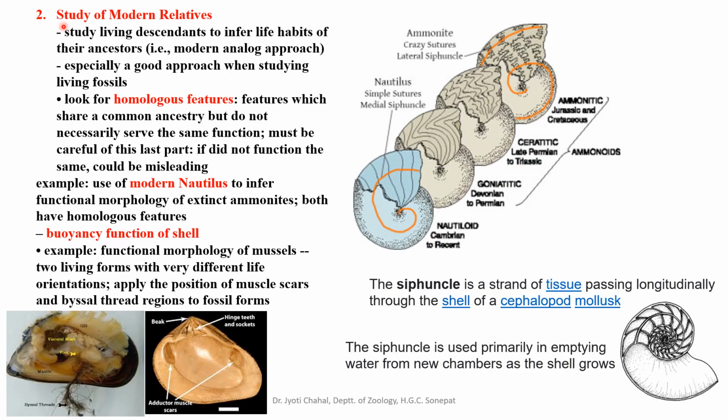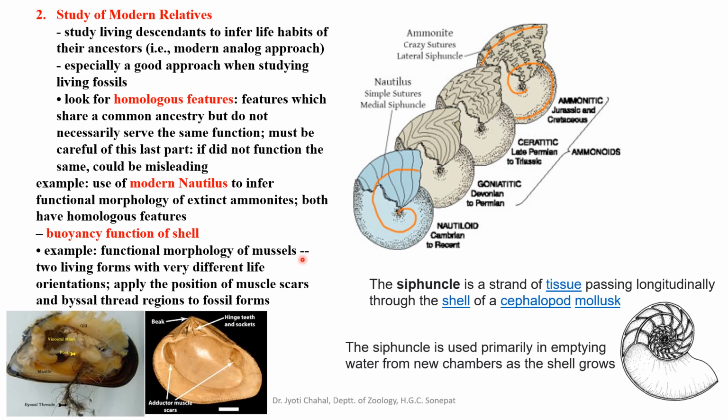Okay, then the second method is the study of modern relatives. That means studying modern relatives which are still present nowadays of some extinct organisms which have been fossilized long ago. So we study living descendants to infer the life habits of their ancestors. This approach is termed the modern analog approach. This is especially good when you are studying a living fossil. Now, what is a living fossil?